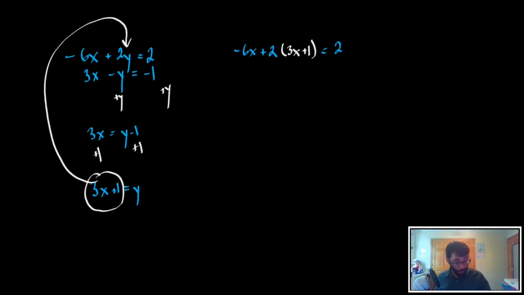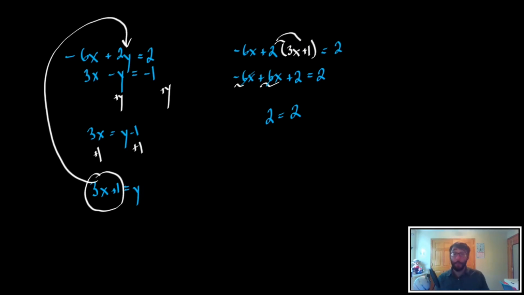And now I'm going to go ahead, I'm going to solve. I'm going to distribute that 2 into that quantity of 3x plus 1. And that gets me negative 6x plus 6x plus 2 is equal to 2. And once again, I have some like terms on the left-hand side. So I'm going to go ahead and combine those, negative 6x and positive 6x. And now when I combine like terms, once again, they end up canceling. So I'm going to be left with 2 is equal to 2.